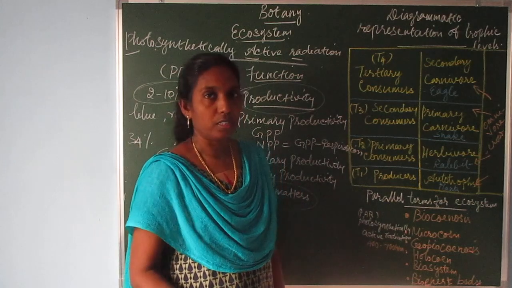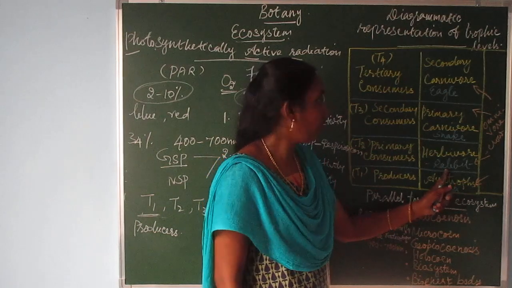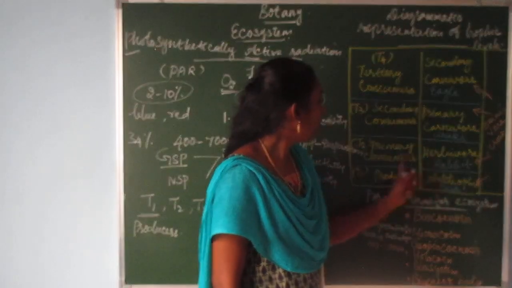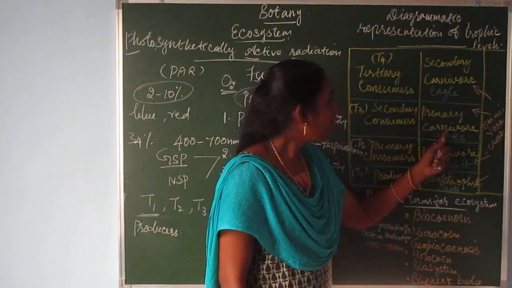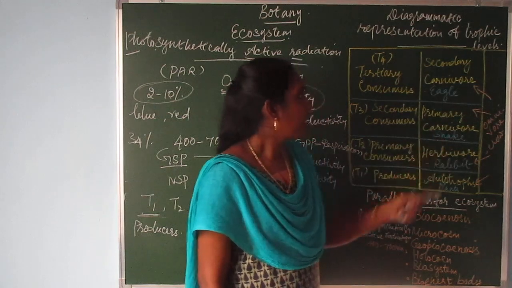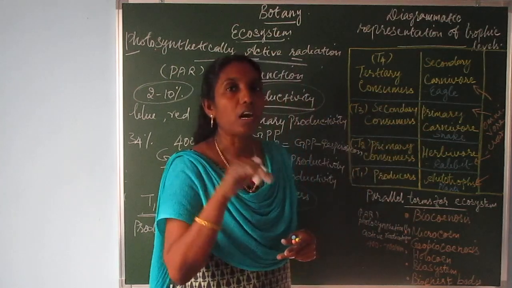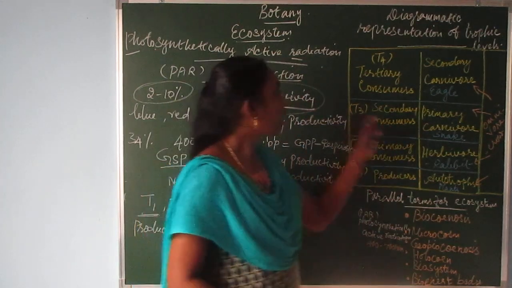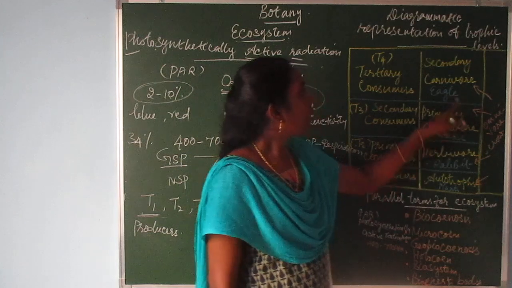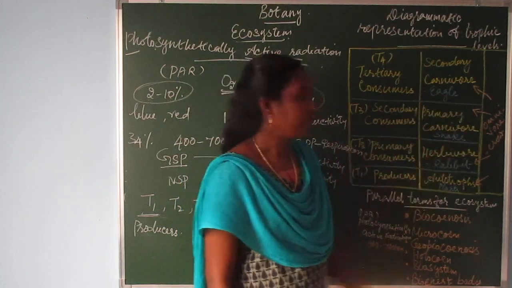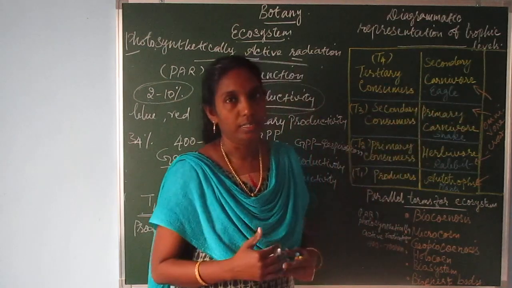There are a number of herbivores. One example of a herbivore is the rabbit. The rabbit is a herbivore, and this herbivore is considered a primary consumer. This primary consumer is consumed by another organism, the snake. That is a carnivore, which is called either a secondary consumer or primary carnivore. Example, snake. And this snake is eaten by the eagle. So the eagle is considered a secondary carnivore. Primary carnivore is snake, secondary carnivore is eagle.